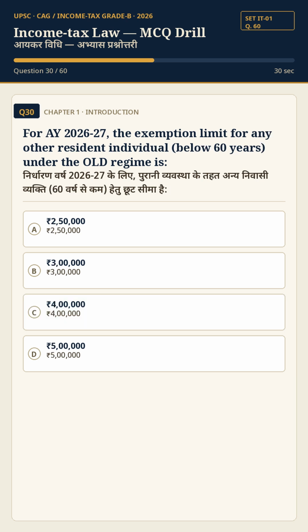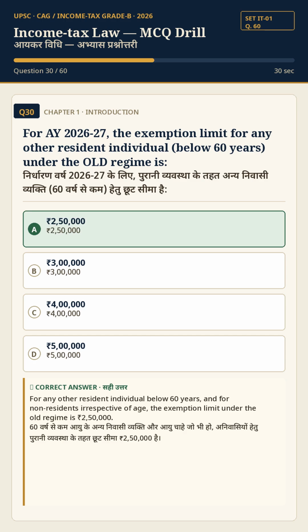Question 30. For AY 2026-27, the exemption limit for any other individual under the OLD regime is option B, 250,000. The correct answer explanation: for any other resident individual below 60 years, and for non-residents irrespective of age, the exemption limit under the old regime is 250,000.